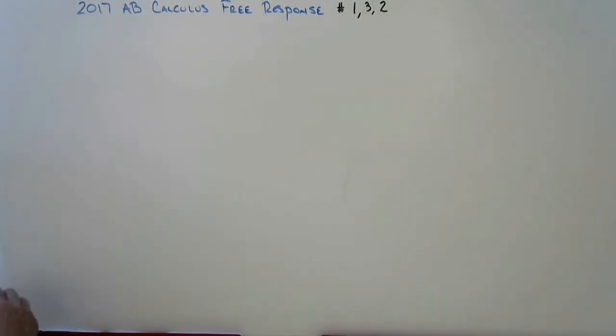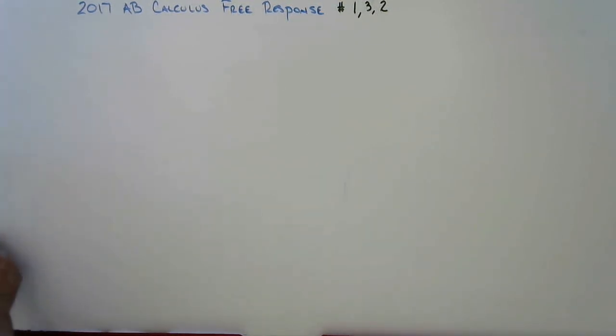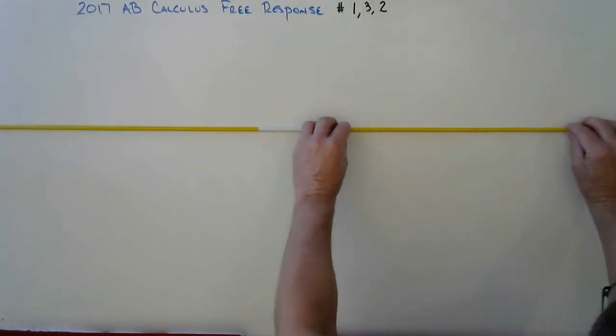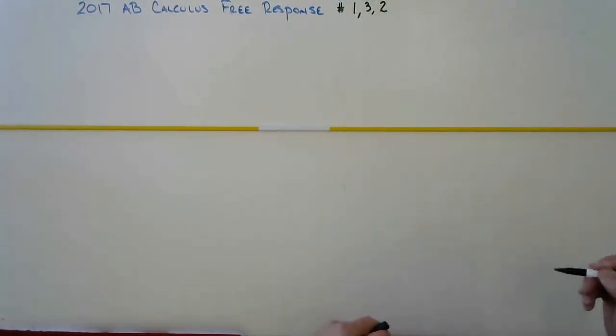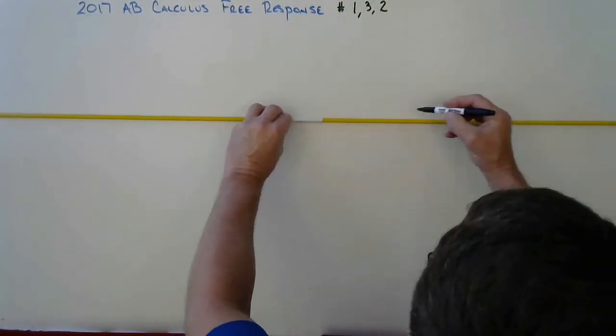All right, so let's take a look at question number 3. So that was question number 1. We'll go ahead and skip question number 2 for now. We'll look at question number 3. So question 3 has a graph, all right? They give us a graph of f prime of x. All right. So we have a graph.